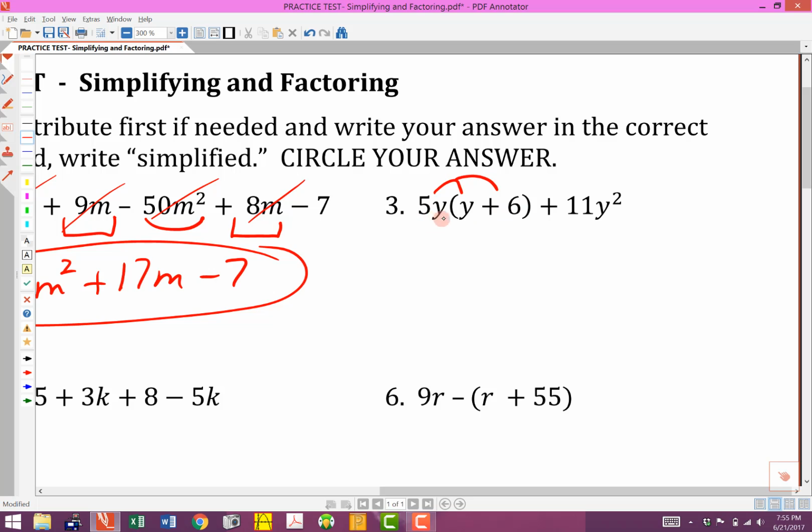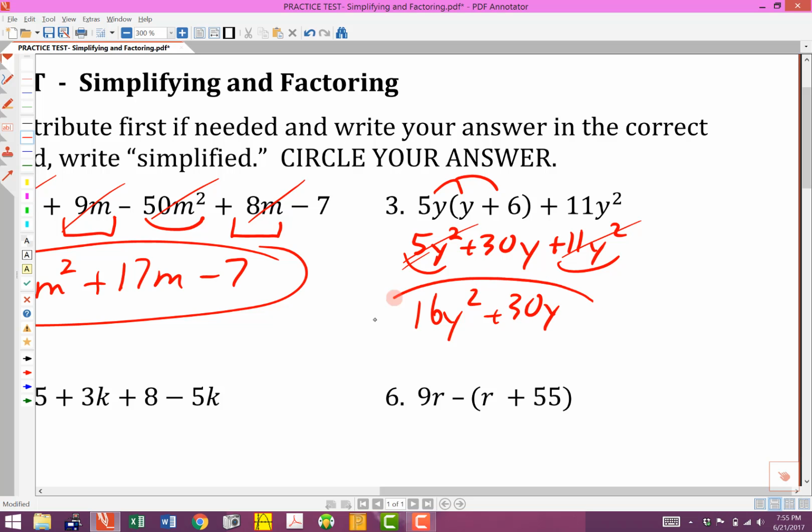So this is going to be 5y times y. That's going to be 5, and y times y would be y squared. 5y times 6, that's going to be 30 as the new coefficient, and then we've got the y there, and then just plus 11y squared. And then we do have some like terms to put together here, so this is going to make 16y squared. Done with those guys, and then plus 30y. We've written in the correct order, and we're all set to go.